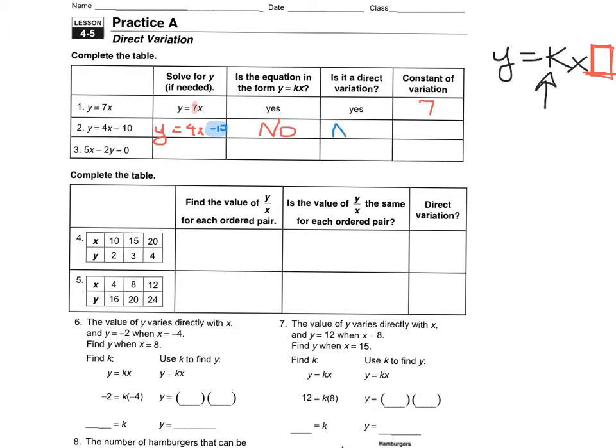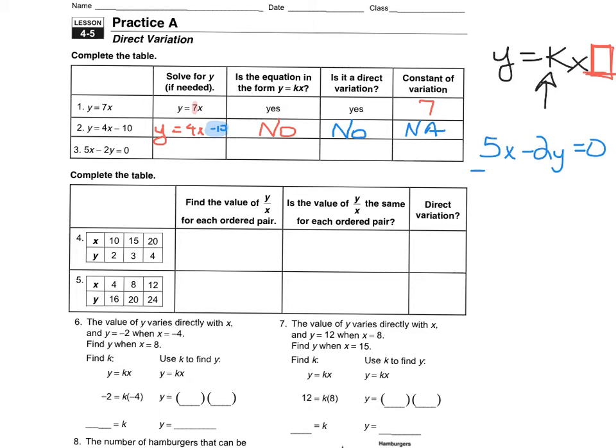So in this next box, you're going to write the word no. And then because it's not a direct variation, you would say there's no constant, or it's not applicable. So NA. The next one we have to work for. It's not solved for y. So we actually need to solve for y on number 3. And we did this back in chapter 1, where we solved for a variable.